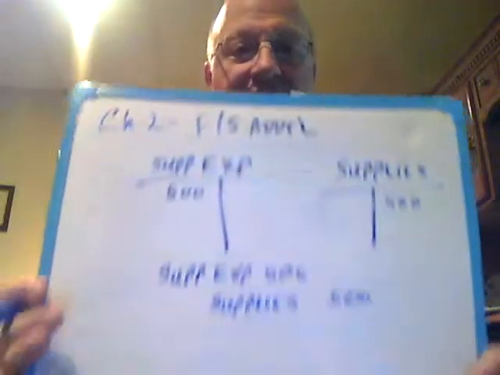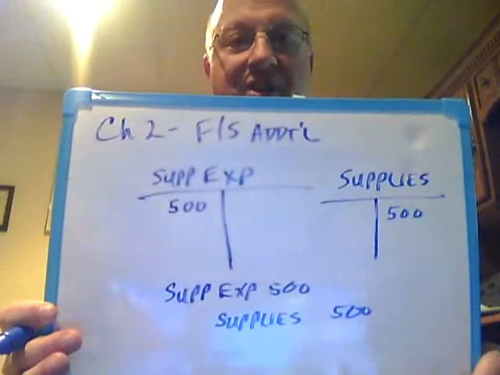Okay, so again, as a journal entry, we'd have the debit to supplies expense and the credit to the supplies account, the asset account. Now, in terms of its impact on the accounting equation, well, what happened here, we had an increase to an expense, a decrease to an asset.